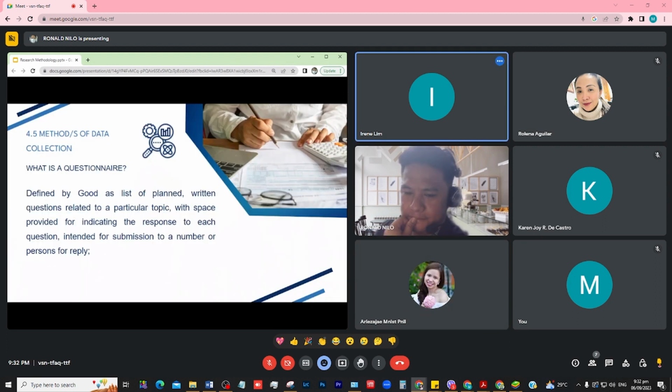Thank you. So one of the ways of collecting data, as mentioned earlier, is through questionnaire. So what is a questionnaire? Questionnaire, as defined by Good, is a list of planned, written questions related to a particular topic with space provided for indicating the response to each question, intended for submission to a number of persons for reply. In other words, a questionnaire is simply a set of questions which, when answered properly by a number of properly selected respondents, will supply the necessary information to complete a research study.